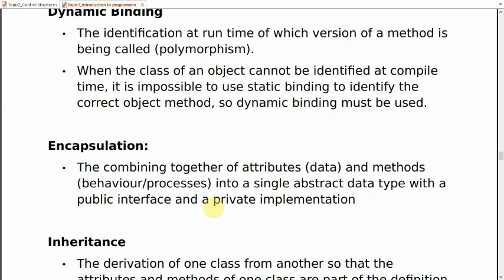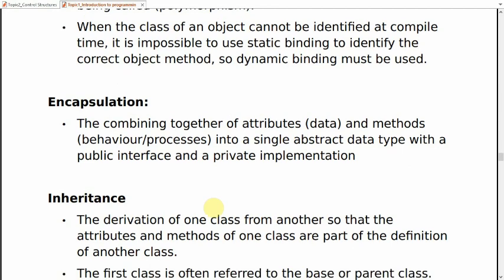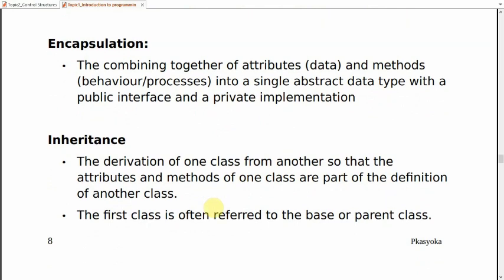We have encapsulation. Encapsulation is the combining together of attributes and methods. That is to encapsulate it, to put it inside. That's basically what encapsulation means. Inside something where we cannot easily access it, and therefore that code or that method would be encapsulated there. We have inheritance.